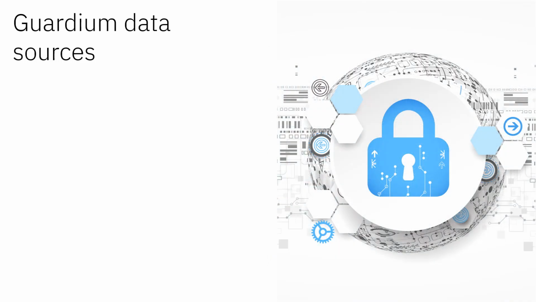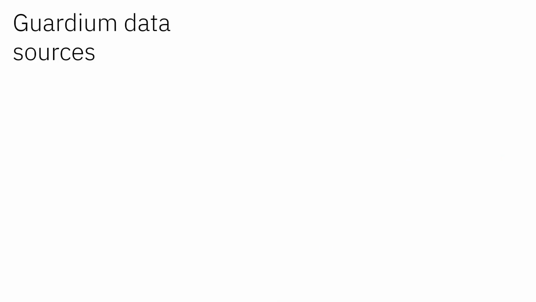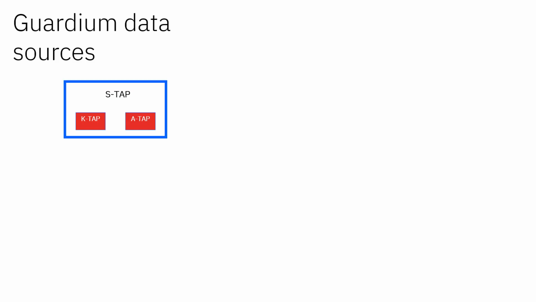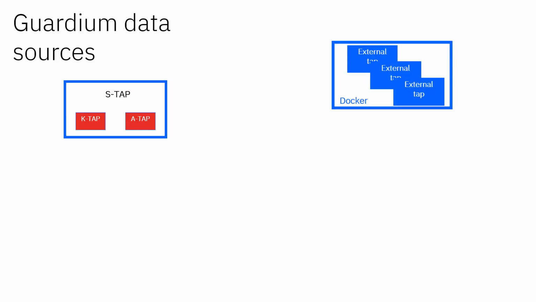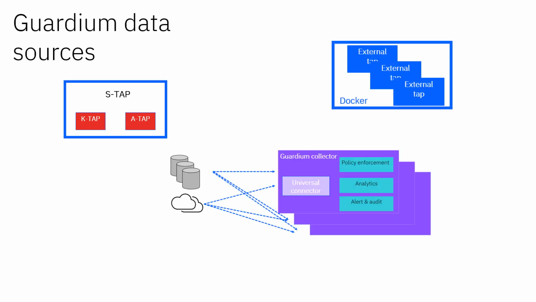Data exists in many different places: known database servers, unknown database servers, containers, private clouds, and public clouds. Guardium must protect this data wherever it exists. In this lesson, you learn about the data sources Guardium uses for active and passive monitoring. You learn about STAP agents, ETAP agents, universal connectors, and streaming application programming interfaces, or APIs.